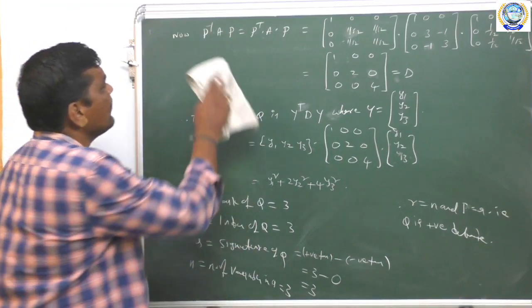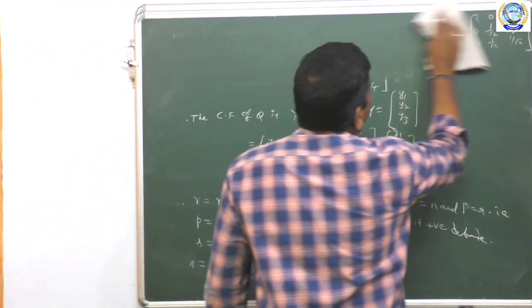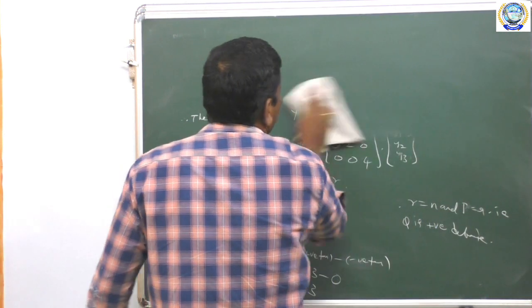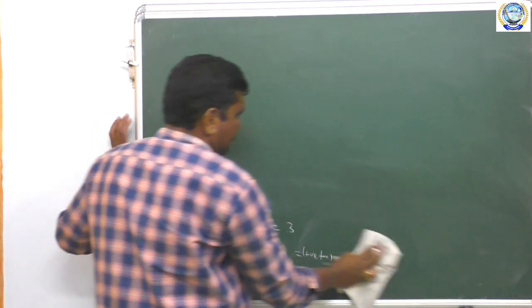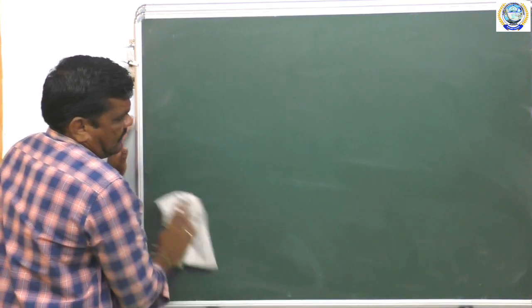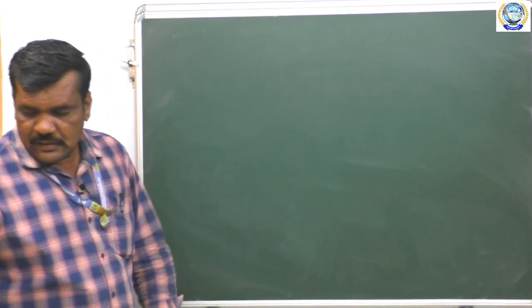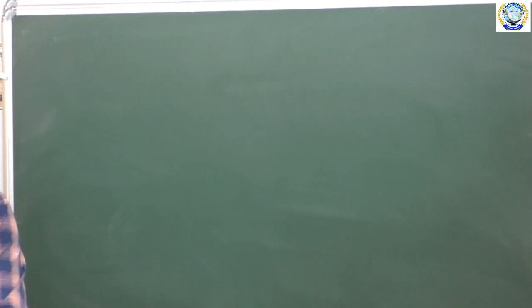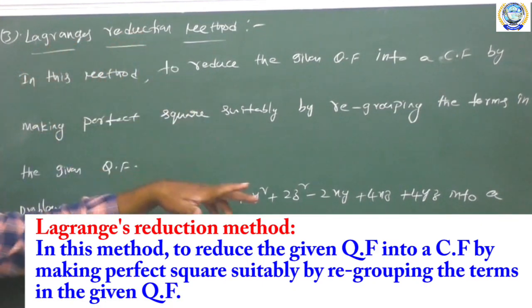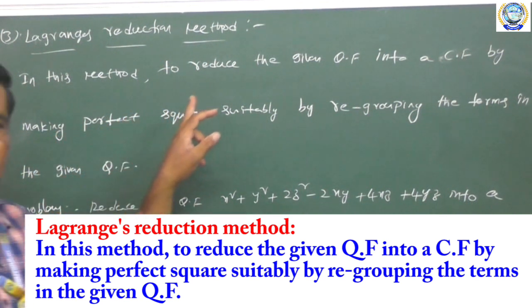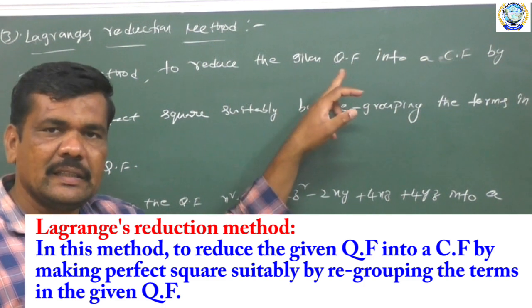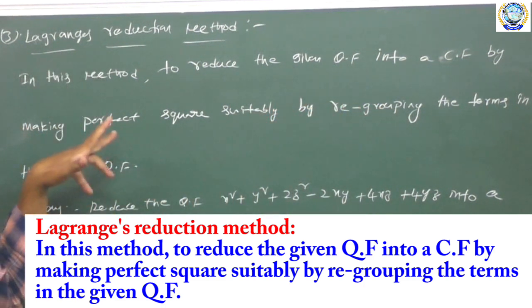Next, we will go to the last method, that is the Lagrange's reduction method. These three methods are very important for the external examinations. Third method, Lagrange's reduction method. In this method, we reduce the given quadratic form to canonical form by making perfect squares suitably by regrouping the terms in the given quadratic form.